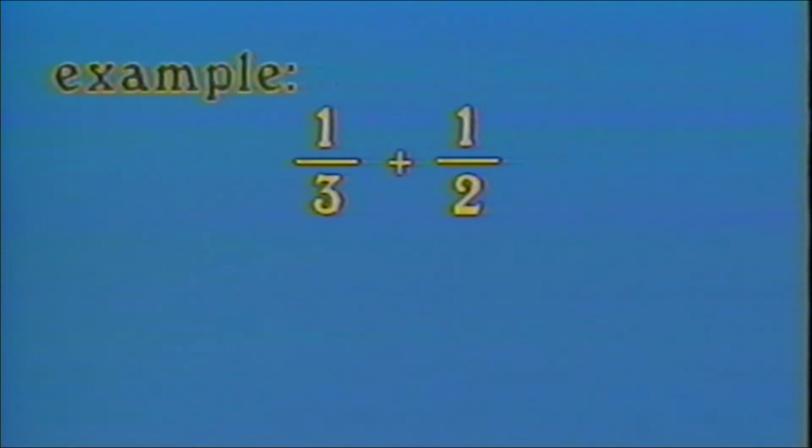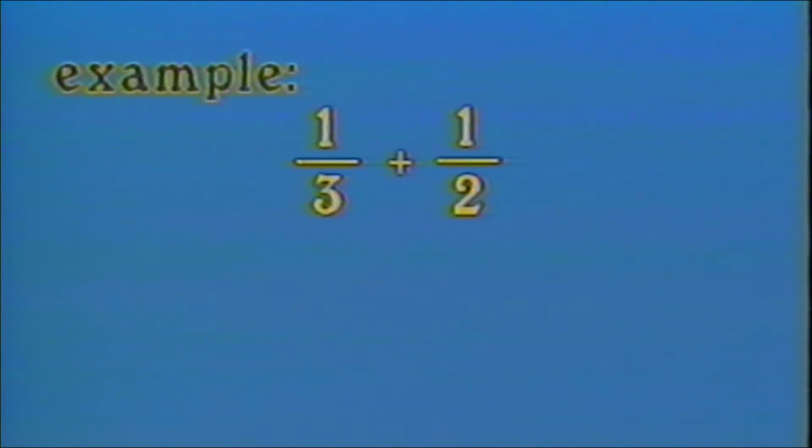Time to cook up a new example, don't you think, Ed? Try 1/3 plus 1/2. This time, neither of the denominators is a common denominator. 3 can't be divided evenly by 2, and 2 certainly can't be divided evenly by the larger number 3.